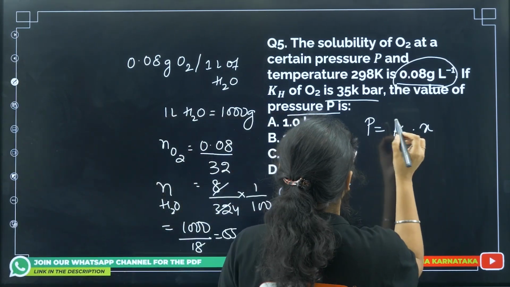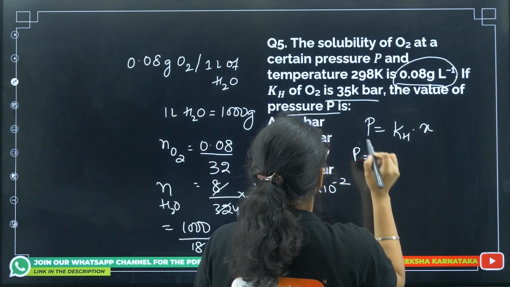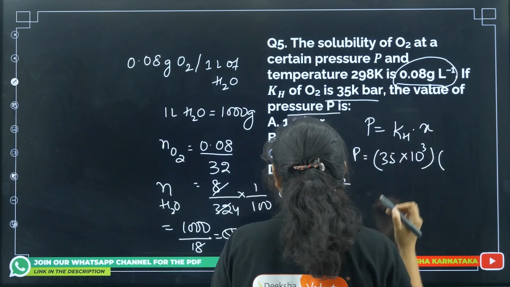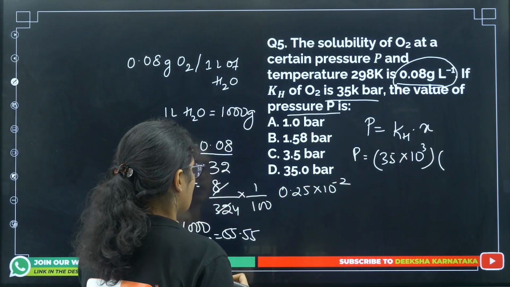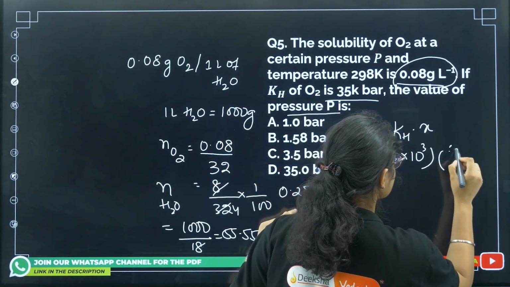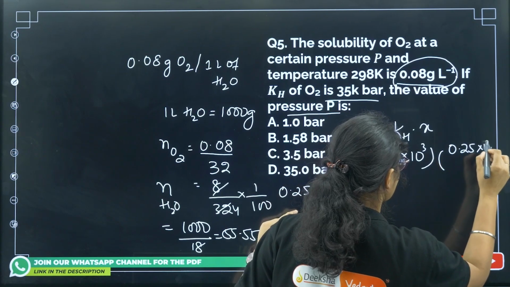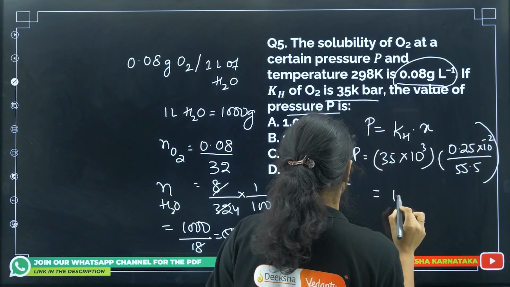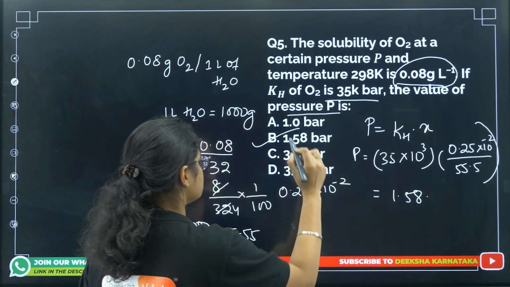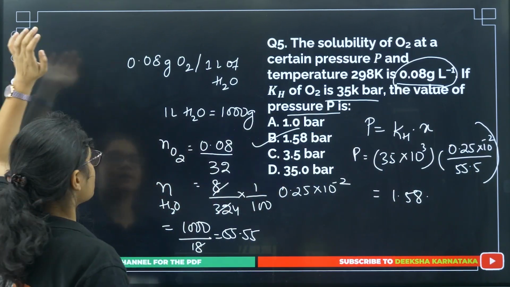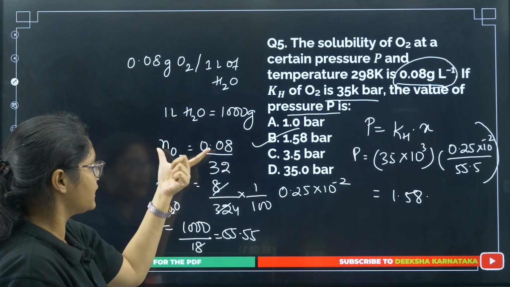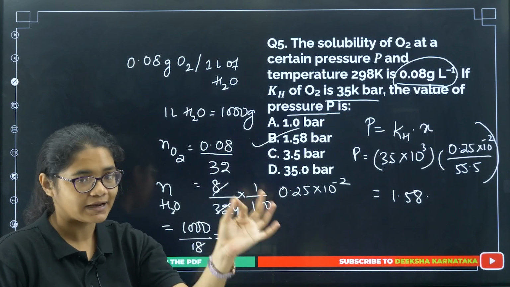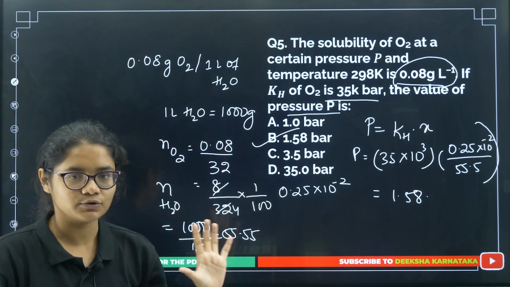Okay, so now we have got these values. Let us substitute. We need to calculate the pressure. P is there. Kh is 35 kilobar, so we need to convert it into bar: 35 into 10 to the power of 3. The mole fraction is the number of moles of oxygen, that is 0.25 into 10 to the power of minus 2, divided by 55.5. Now if I solve this, we will be getting around 1.58. The correct answer for this question will be option B. This question was very easy, but a little tricky part lies here: how to get the mole fraction from the concentration given in grams per liter. I hope you would have understood this right now.